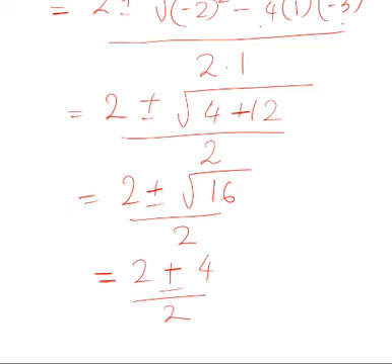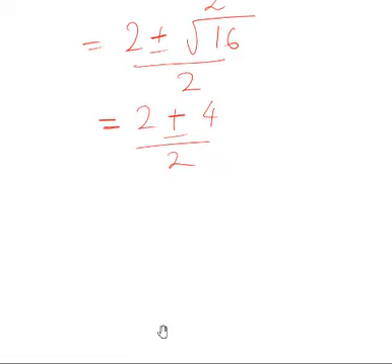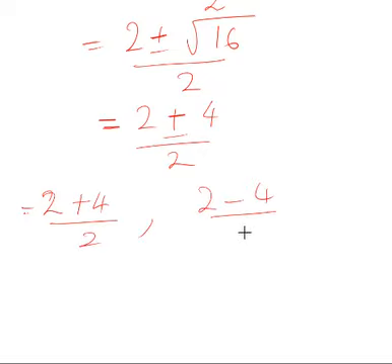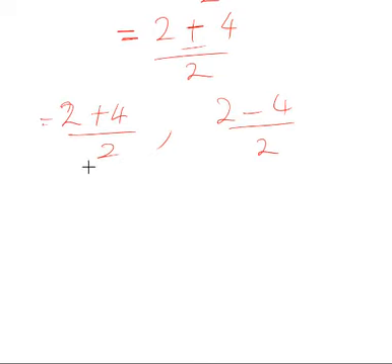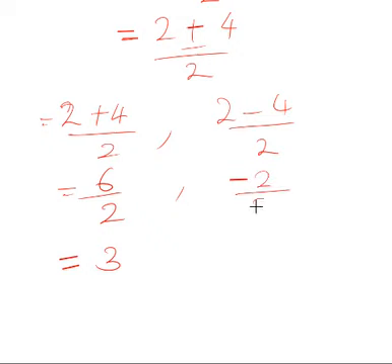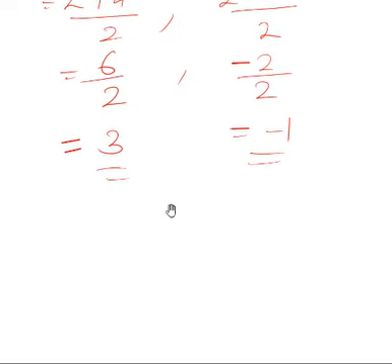The meaning of this is it can be either 2 plus 4 over 2, otherwise 2 minus 4 over 2. So this quadratic equation will have two solutions. First one is 2 plus 4 over 2 or 2 minus 4 over 2. Then the first one, 2 plus 4 is 6 over 2, which is equal to 3. And the second solution, 2 minus 4 is negative 2 over 2, which is equal to negative 1. So the two solutions for this quadratic equation are 3 and negative 1.